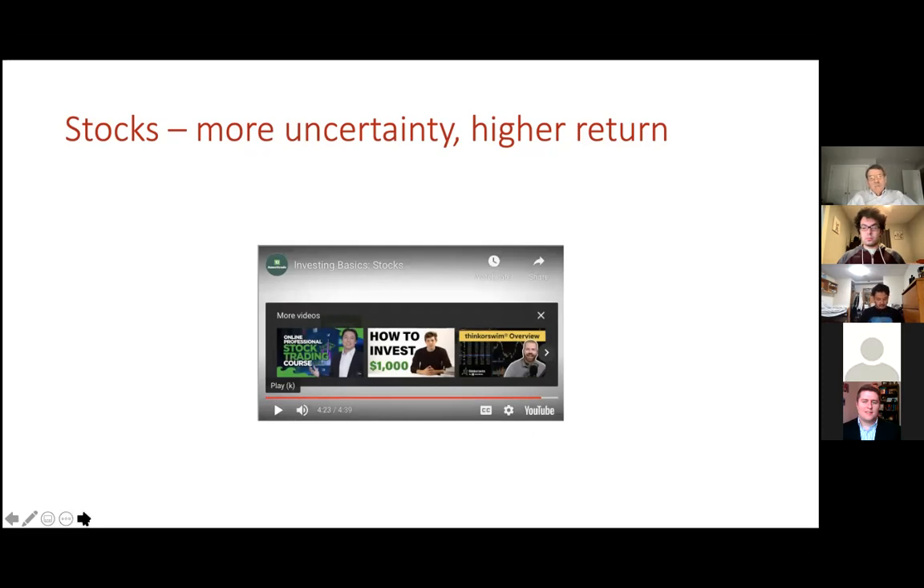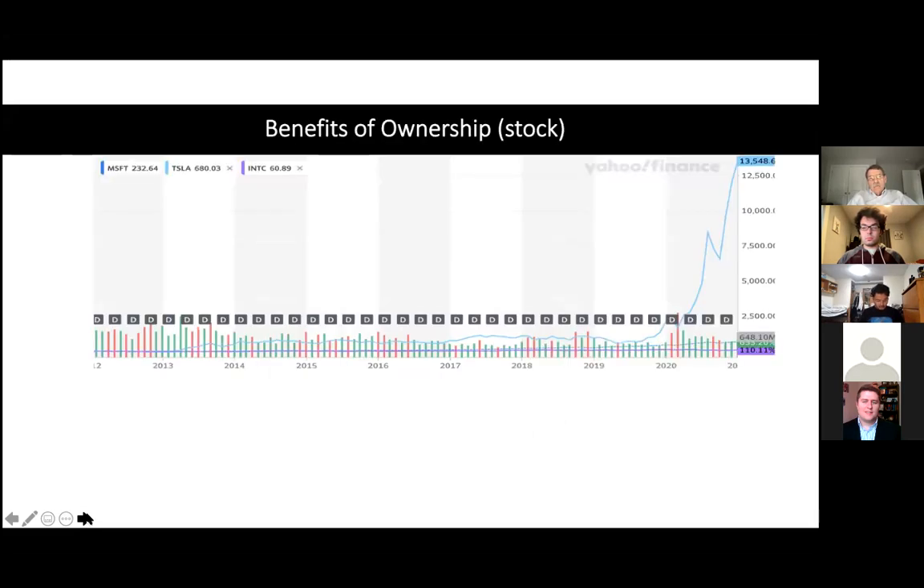Okay, so that is about as basic as you can get around stocks. So you looked at the three primary asset classes. We looked at cash, money market, CDs. We looked at bonds, which are corporations borrowing money from investors. And we looked at stocks.